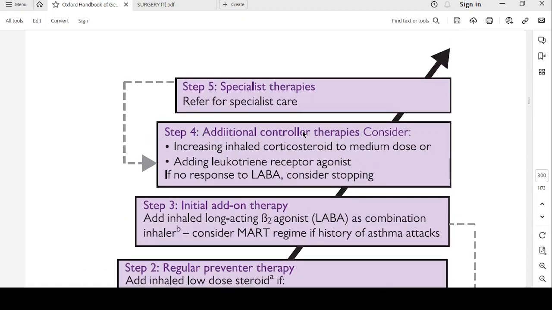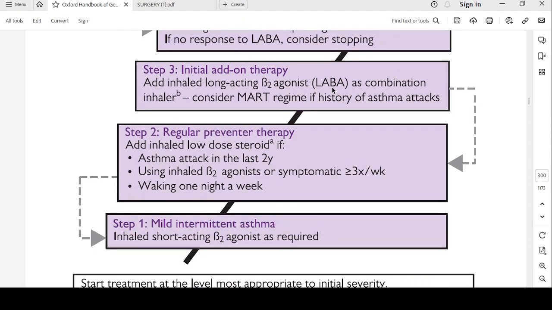Step 4. Additional controller therapies. Consider increasing the inhaled corticosteroid to medium dose or adding a leukotriene receptor antagonist. If no response to LABA, consider stopping. Whereas NICE recommends here, before adding a LABA, you need to consider a leukotriene receptor antagonist. If no response to LABA, consider stopping. Specialist therapies: refer for specialist care.